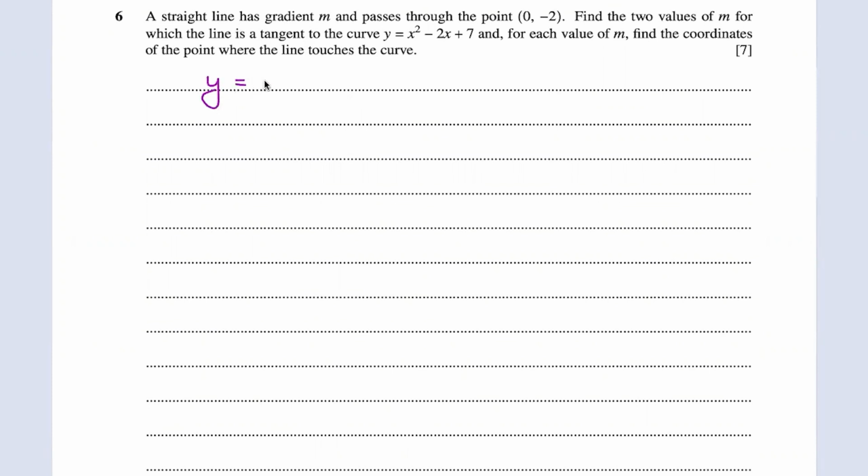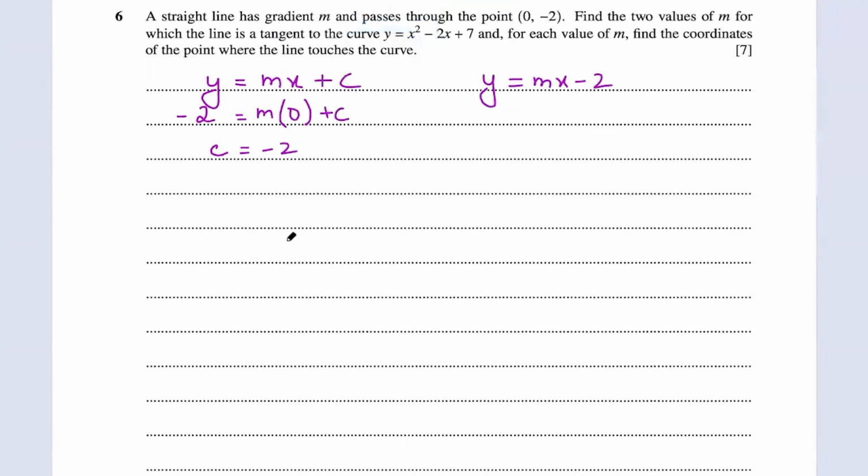So we have y is equals to mx plus c, which is the equation of a straight line. It is passing through the point 0 and minus 2. So substituting y equals to minus 2 and x equals to 0, we get c equals to minus 2. So the equation of the line is y is equals to mx minus 2.